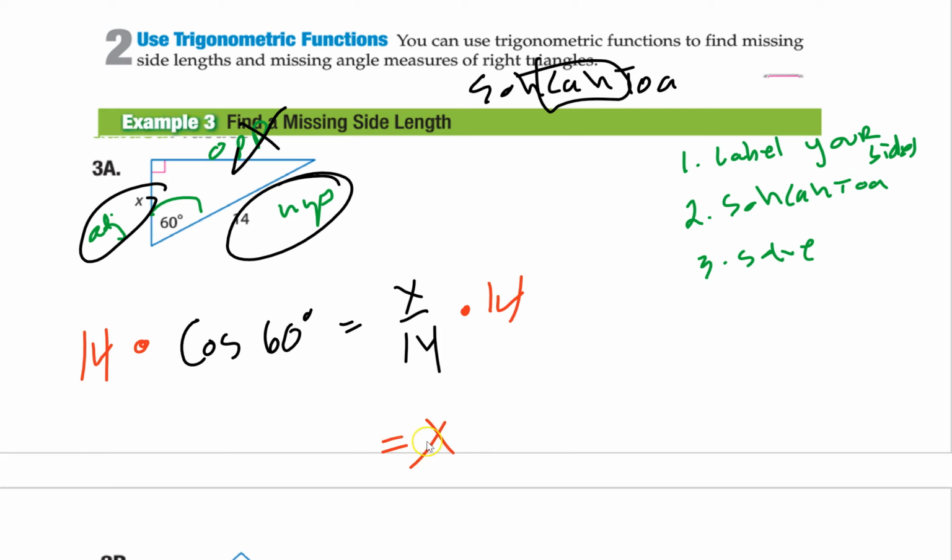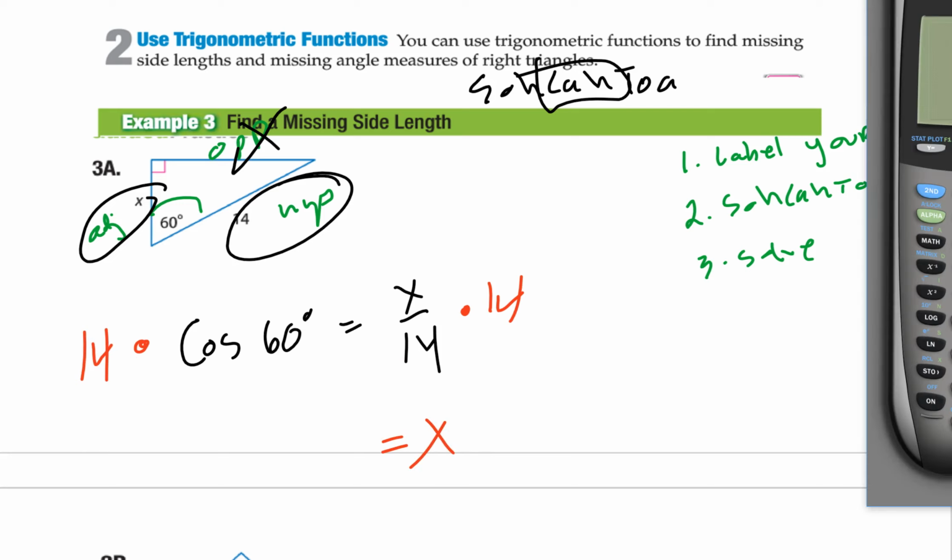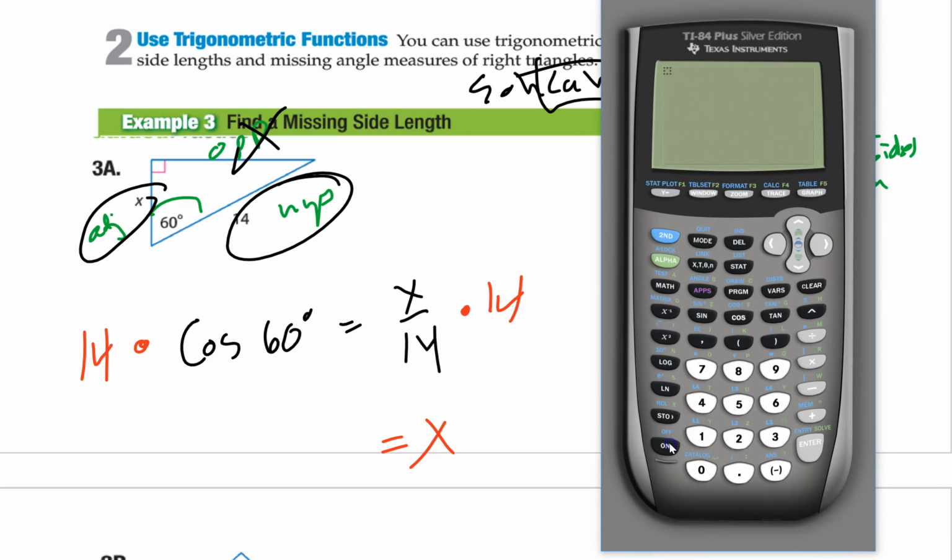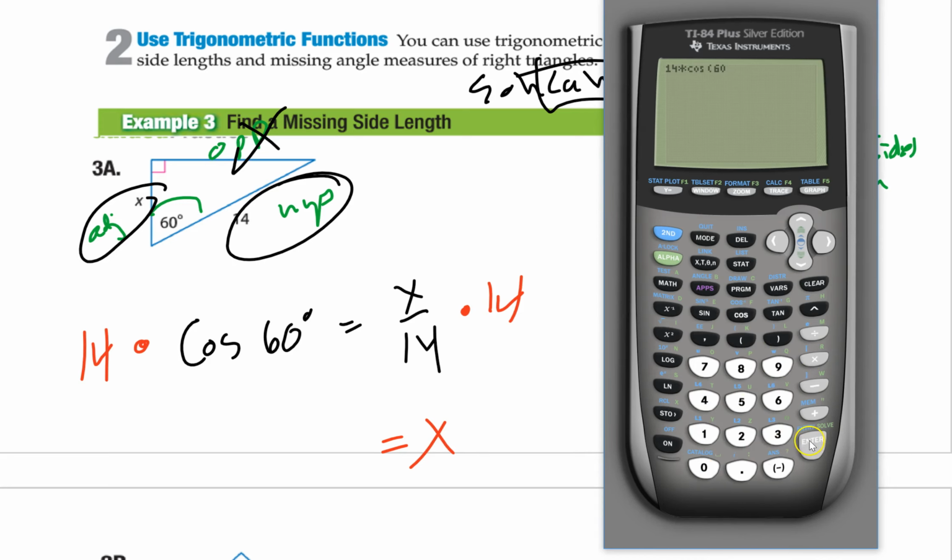And you're going to get x equals, now let's get my calculator. Gotta turn this on. I get 14 times cosine 60. I'll tell you right now, this is going to be the wrong answer because I believe I have it in radians. Or I didn't put it in with them. Okay, whatever. I don't know what's going on there. Oh, I'm going to put 14 times cosine 60.